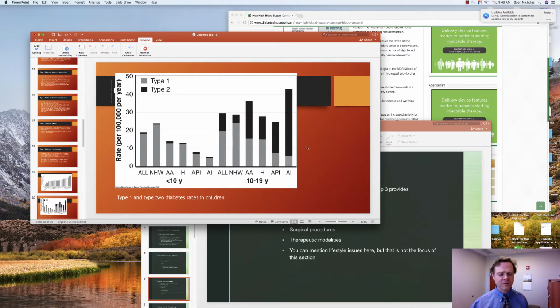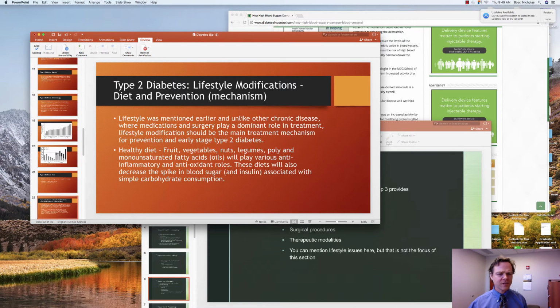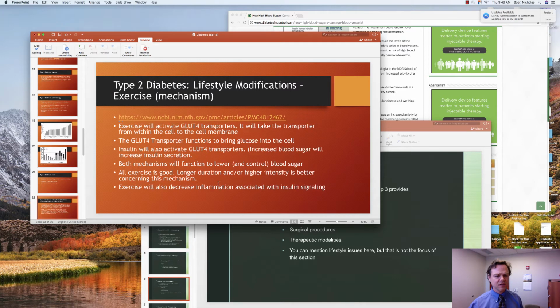Another chart from the book that I thought was interesting talks about childhood diabetes, relating it to type 1, type 2, children under 10, children over 10. I list the costs. And then I talk a little bit more about lifestyle modification. Not only do I talk about what you should do, but I also talk about the mechanism by which it will work. So the healthy diet decreases insulin levels. I also talk about lifestyle modifications with exercise.